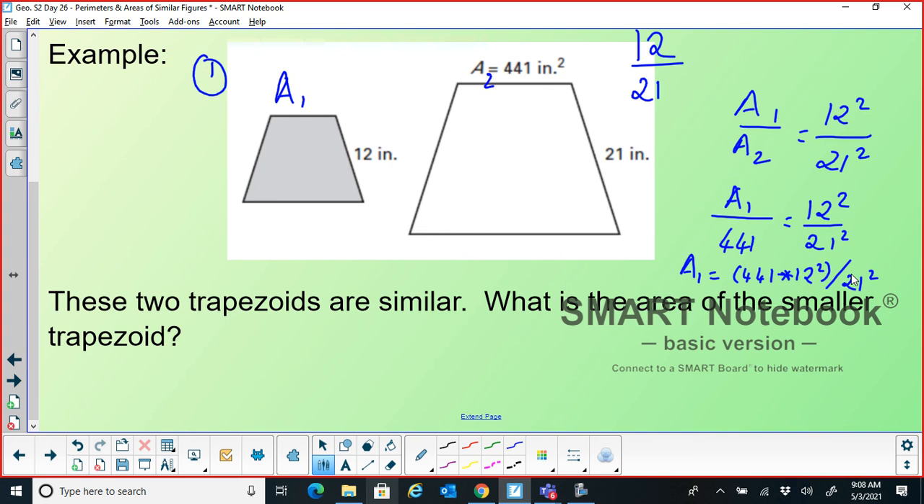So let's simplify that. 441 times 12 square is nothing but 63,504 divided by 21 square, which gives us the area of the first trapezoid as 144. So A1 equals 144, and we know the unit was square inches. Areas will have the square of the units, and side lengths or perimeter will have the units itself.